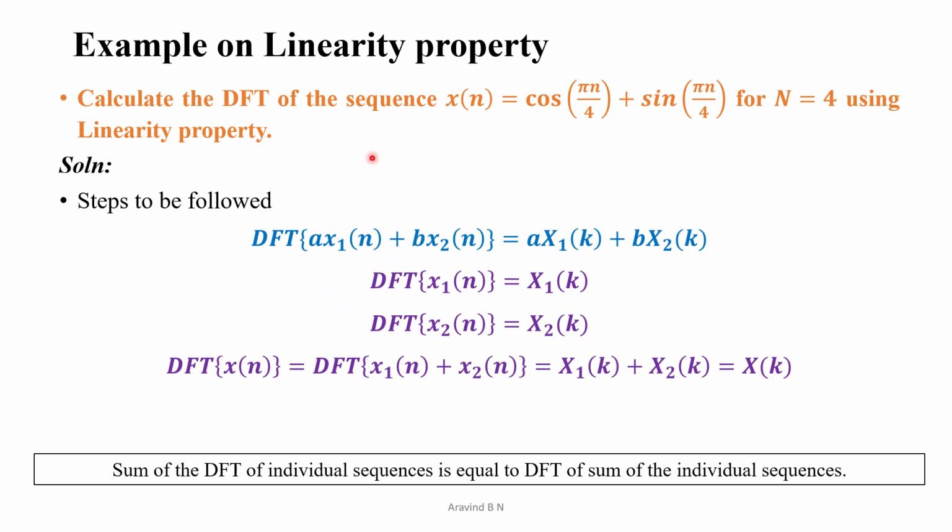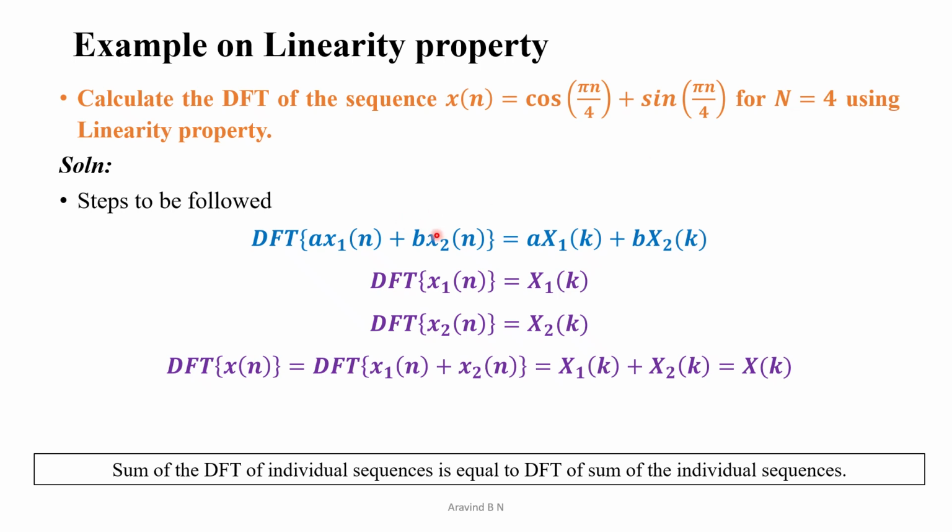Let us first consider a small example for this one. Calculate the DFT of the sequence x of n is equal to cos pi n divided by 4 plus sin pi n divided by 4 for n is equal to 4 using the linearity property. So this is the given expression and the length of the sequence is given. Now we need to apply the DFT property for this.